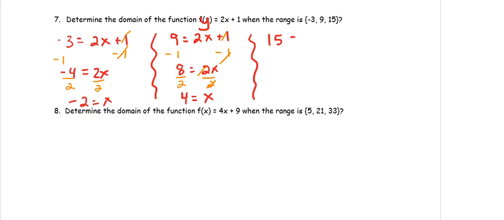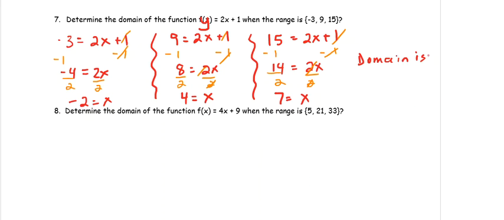And last, 15 is equal to 2x plus 1. And if you notice, you're kind of doing the same steps for solving over and over again. Just the values are going to be different. So 14 is equal to 2x, divided by 2. And 7 is equal to x. So now your domain is -2, 4, and 7.